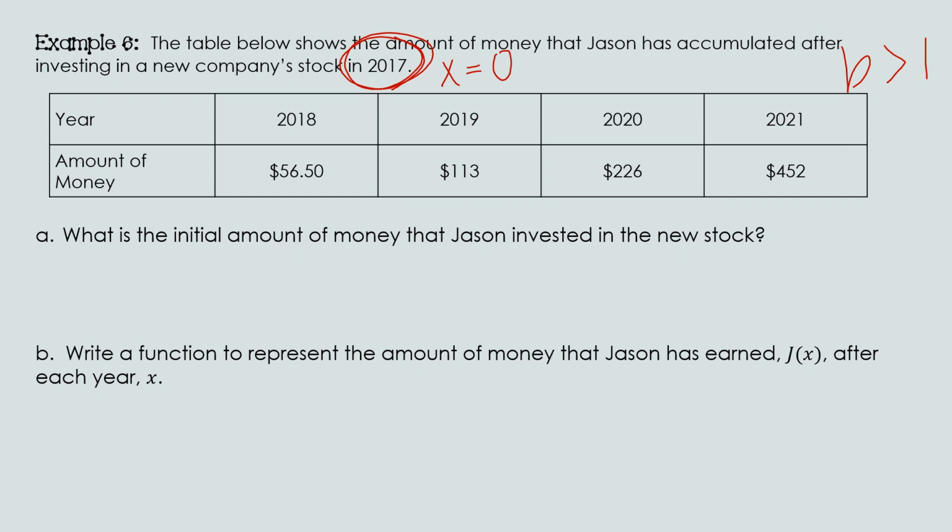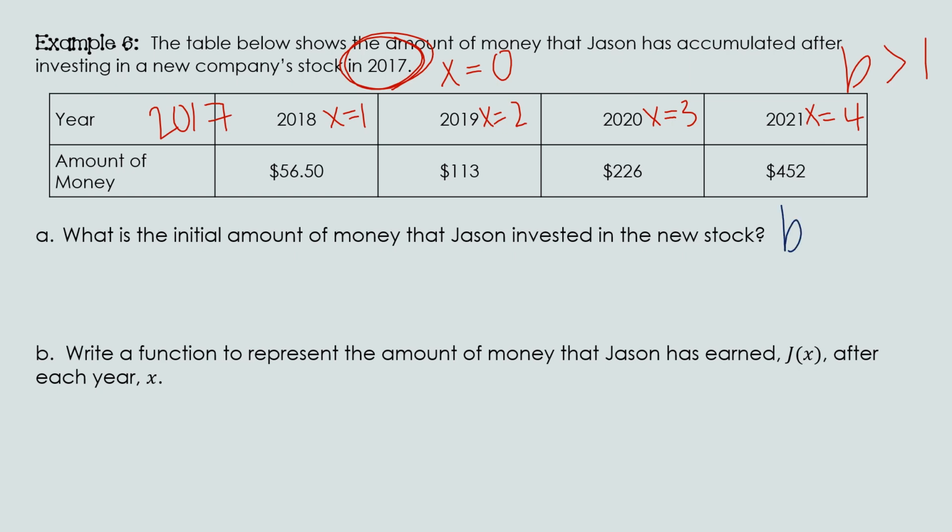So when this table starts with 2018, that's actually when x is equal to 1. 2019 is when x is equal to 2, and so on. So I can figure out what my base is, but I don't have my initial value. That's why that's this first question. It's not $56.50. So in order to find the initial value, I would need to go backwards with my pattern, which means I need to find the pattern first.